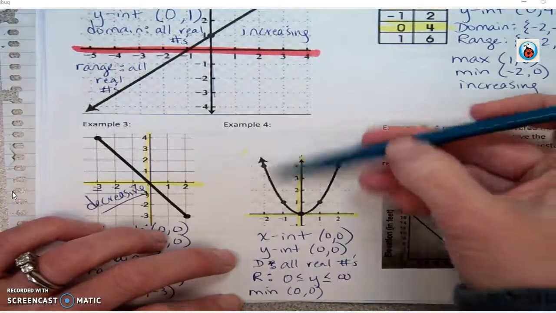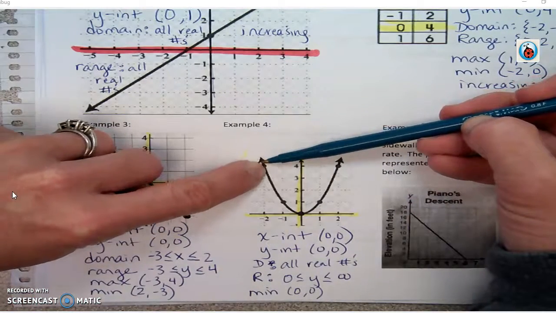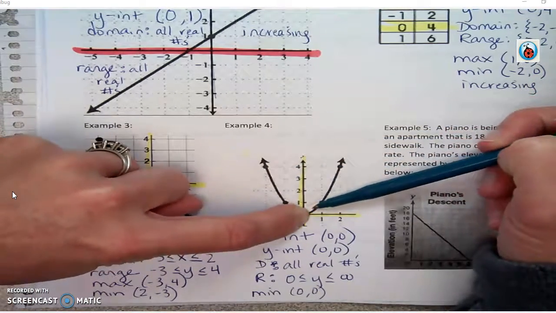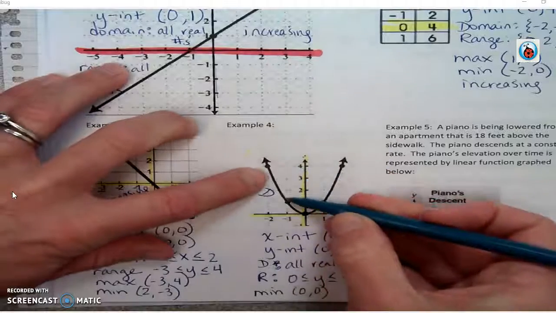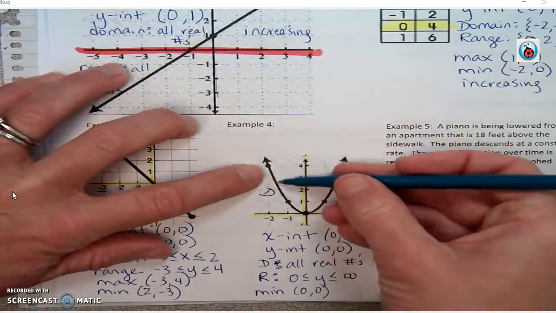And this one's not increasing or decreasing. It does both. If you start here and you trace it, this side is actually decreasing, and this side is increasing, because you go from left to right.